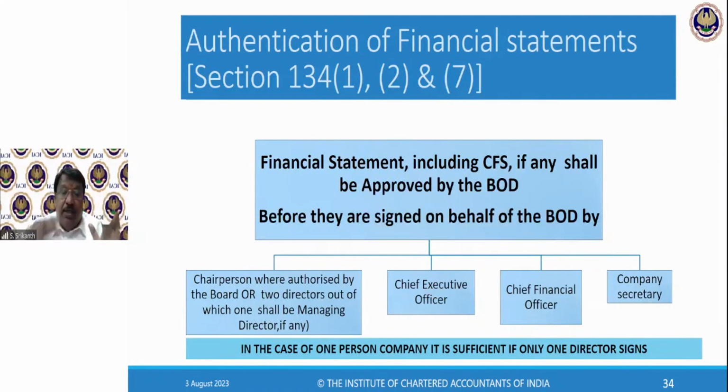The signed balance sheet. You know why that is very important for you and me? Because, I'll read the last line and then I'll come to you. In the case of a 1-person company, it is sufficient if only 1 director signs, because there could be only 1 director. 1-person company, 1 shareholder, 1 nominee, 1 director. That 1 director should sign. That is all.